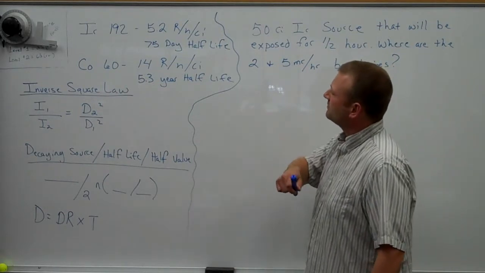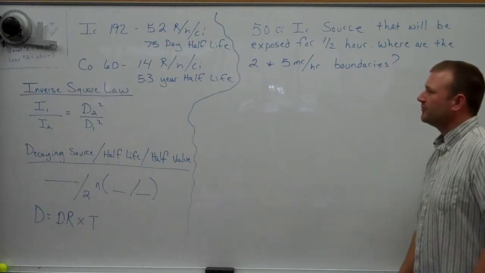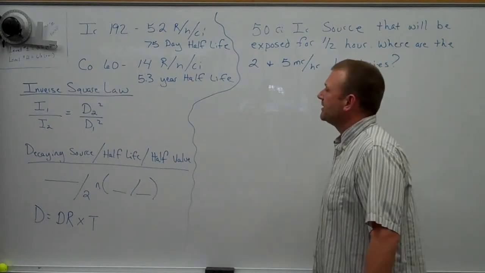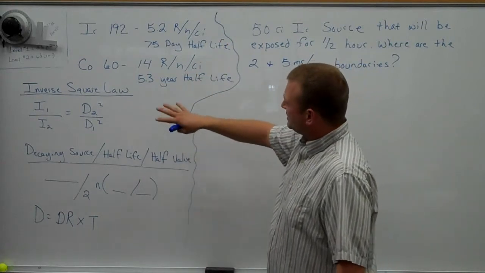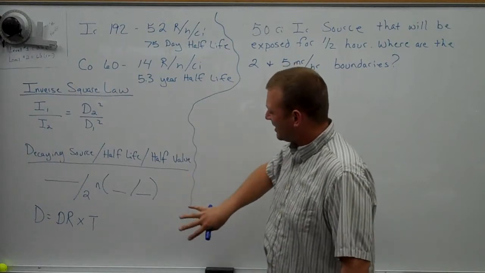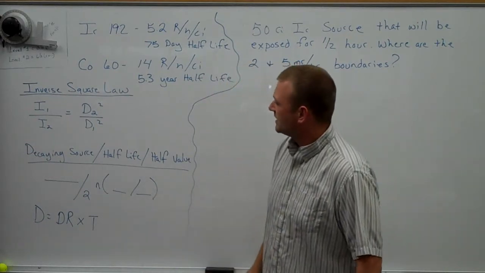Put some basic information over here on the left. We've got just our first problem in the week 3 calculations over here on the right. We'll kind of work through these. You're going to need your calculator again. Just the basic information. We've got the inverse square law formula. Always going to need that. Decaying source or half-life here, and then dose equals dose rate times time.